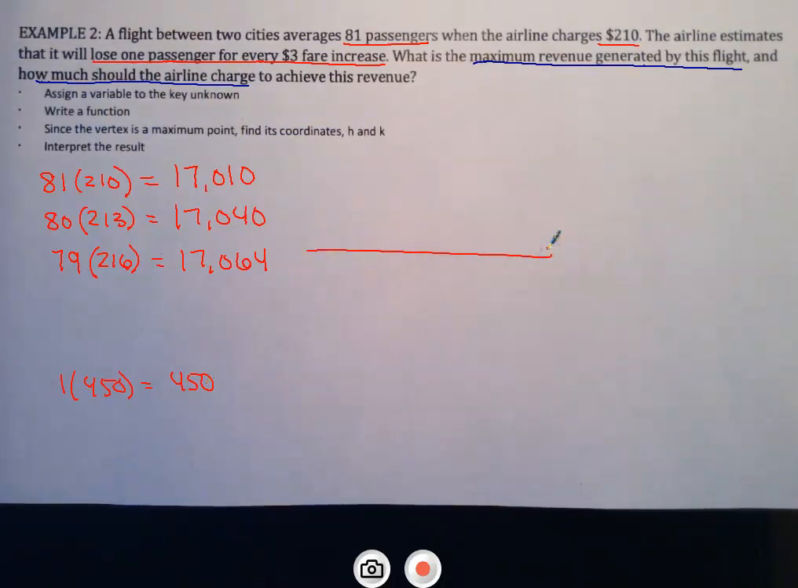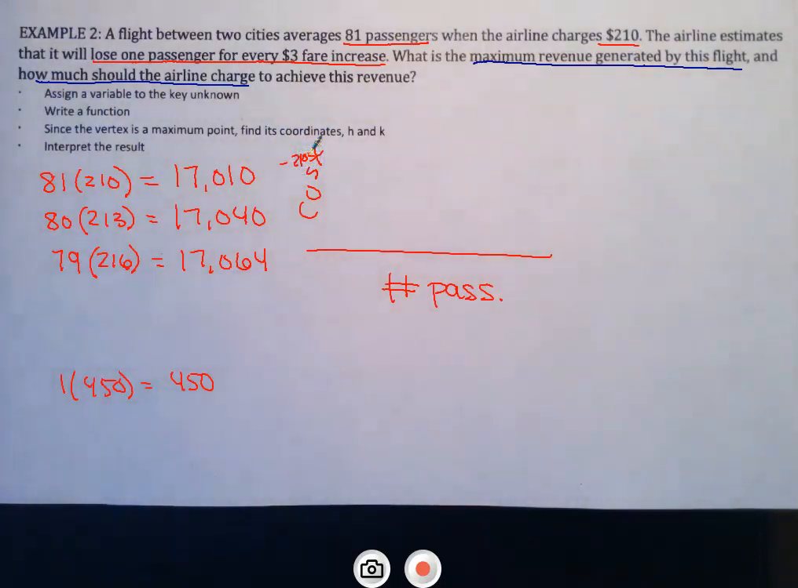Okay? So if we think about the number of passengers, and then the cost. All right? So at some point, the number of passengers, we're starting over here at 81, and the cost is, we'll say, down here at 210.